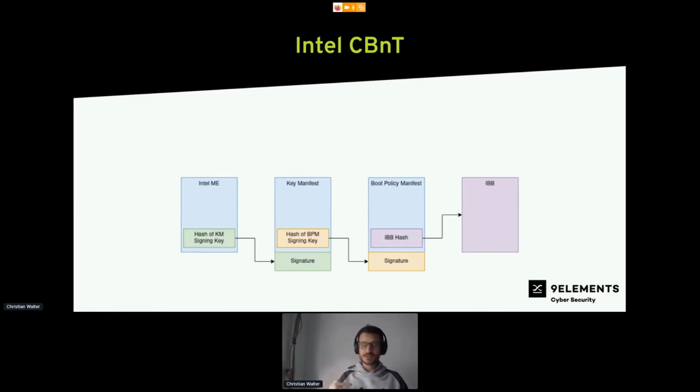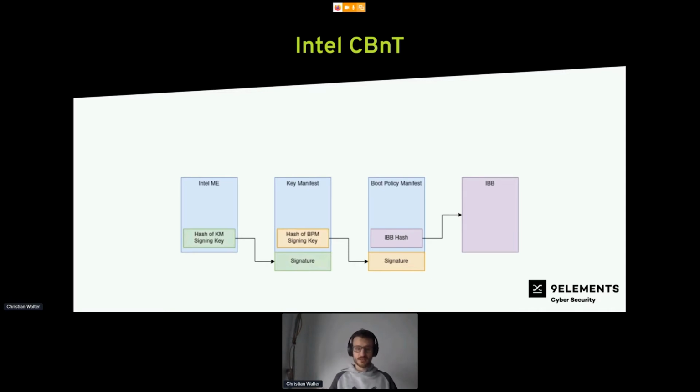It is verifying the integrity of the key manifest by checking the signature of the key manifest and checking if the hash of the public key of the signature of the key manifest is burned into the ME. If that is the case, it continues looking for the boot policy manifest. If it finds the boot policy manifest, it again checks the integrity of the boot policy manifest and then checks if the hash of the public key with which the boot policy manifest has been signed is actually in the key manifest.